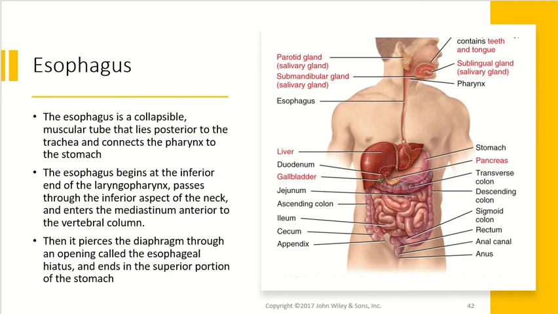Then it pierces through the diaphragm, moving through an opening called the esophageal hiatus. This ends in the superior portion of the stomach. So we've got our esophageal hiatus ending in the stomach.